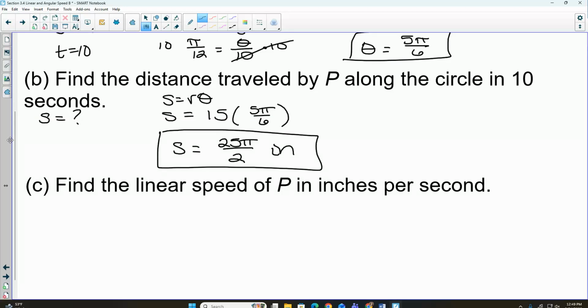Find the linear speed. Linear speed is what variable? So I'm looking for V in inches per second. Okay, so we need V. V equals S over T. Do I have S? Yep. Do I have T? Yep. V equals R omega. Do we have R? Yeah, we did at the very beginning. Do we have omega? Yeah, I think we did, didn't we?